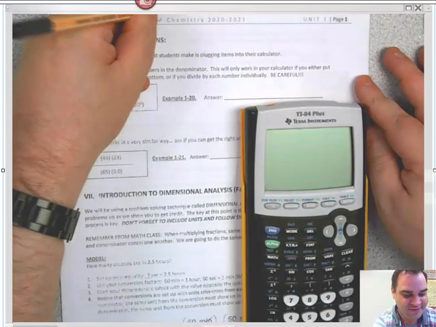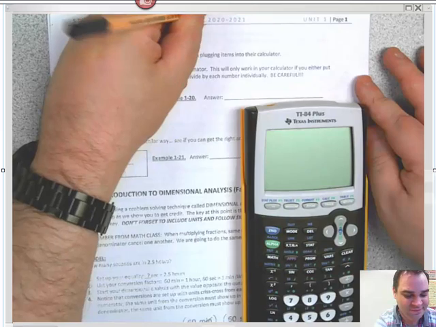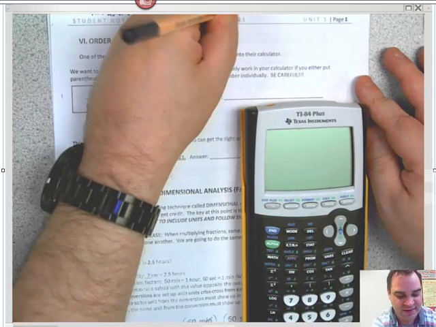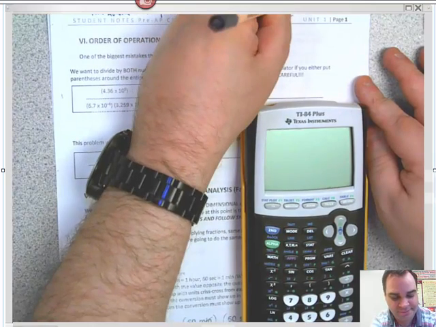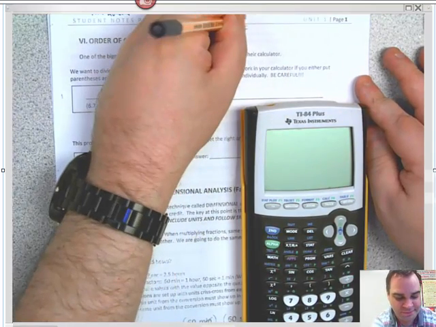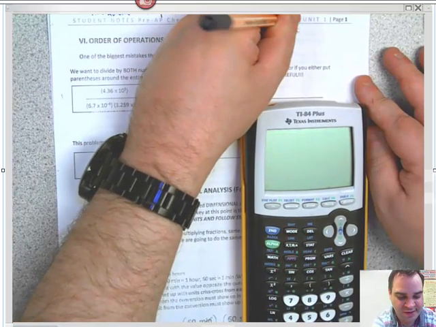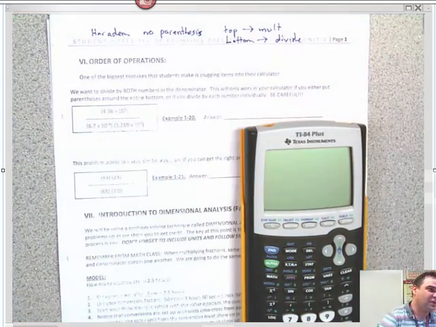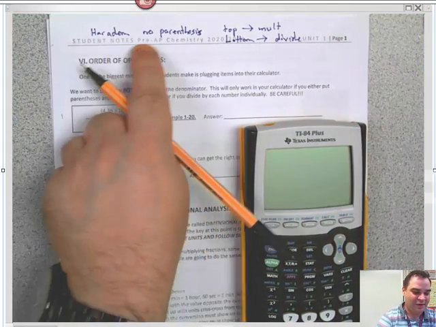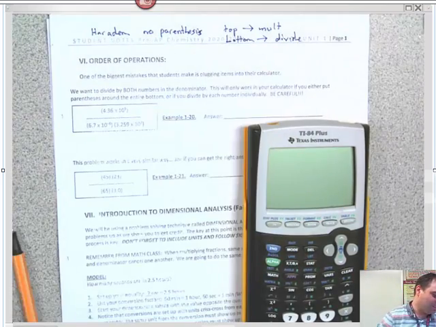No parentheses. It's a top multiply, bottom divide method. That's what I do. Hopefully you can see what I wrote down. Heredom method: no parentheses, top multiply, bottom divide. That is how Mr. Heredom does it.